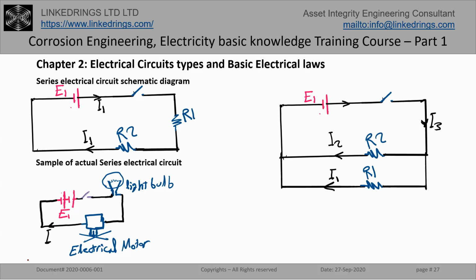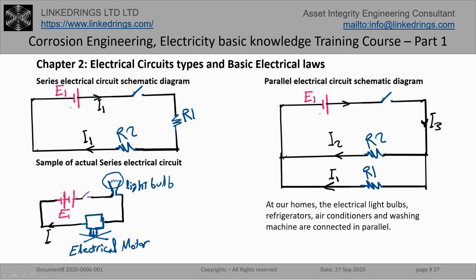Now, this is another example of a circuit in which the 2 loads are connected in parallel. We call it a parallel circuit. In our house, all the loads are connected in parallel. Why? Because if they were connected in series like that, and there is an outage in the light bulb, like the light bulb is damaged, the motor will not run, for example. And there is another reason also.